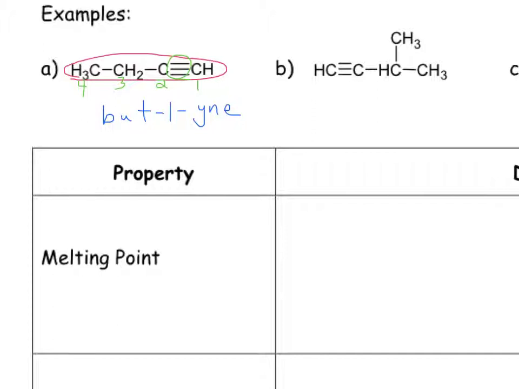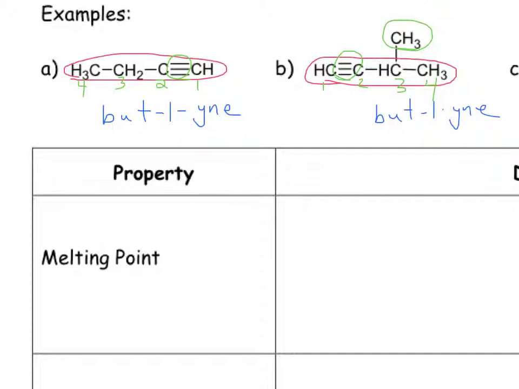For example B, my main chain is also 4 carbons, going horizontally across. I have a triple bond, and I have a methyl group on my molecule. I need to number my carbons so that the triple bond gets the lowest number. Because I have 4 carbons in my main chain, that's a but. I have a triple bond on carbon number 1, and I have a methyl group on carbon number 3. So 3-methylbut-1-yne.